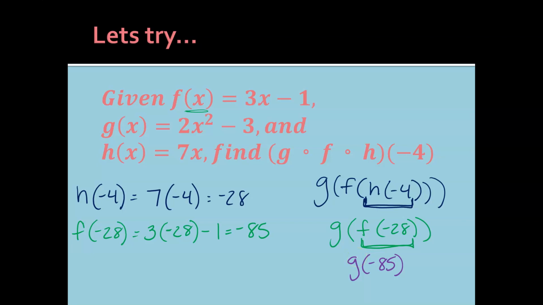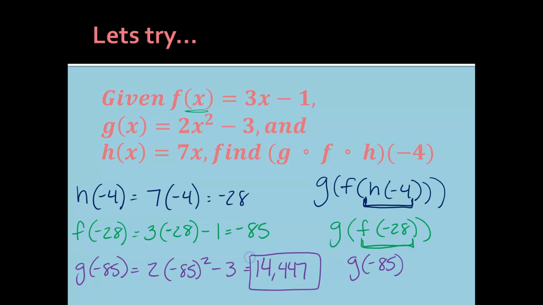So now I'm going to find g of negative 85, and that's going to give me my answer. So I'm going to take the g function. Oh, we're going to get a big number with that squared. All right, so I'm definitely going to use my calculator because I don't know what 85 squared is. If you do, that is fantastic. So my final answer is 14,447. That's a lot of fours. That would be your final answer.